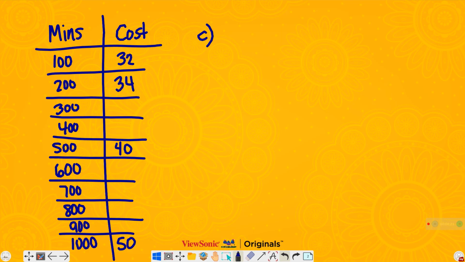Then C says, let X represent the number of minutes of use and Y represent the total monthly cost in euro. Construct a linear function that determines the monthly cost based on the minutes of use. Cost is our output Y, and the way that we found that cost was we multiplied the minutes by 0.02, and then we had to add the €30 fee.